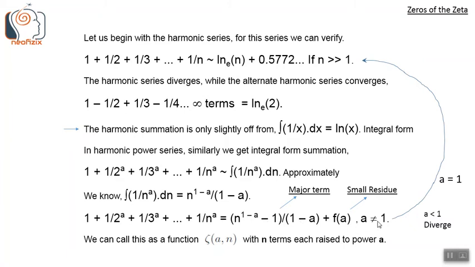We can note that this form does not work exactly at a equals 1, but as a tends to the limit 1, we get this expression. This reduces to log of n. For a less than 1, we can see that this sum diverges, and for a greater than 1, this will be converging to a particular value given by this f of a. We can call this series a function, the zeta function, with n terms and each term raised to the power a.